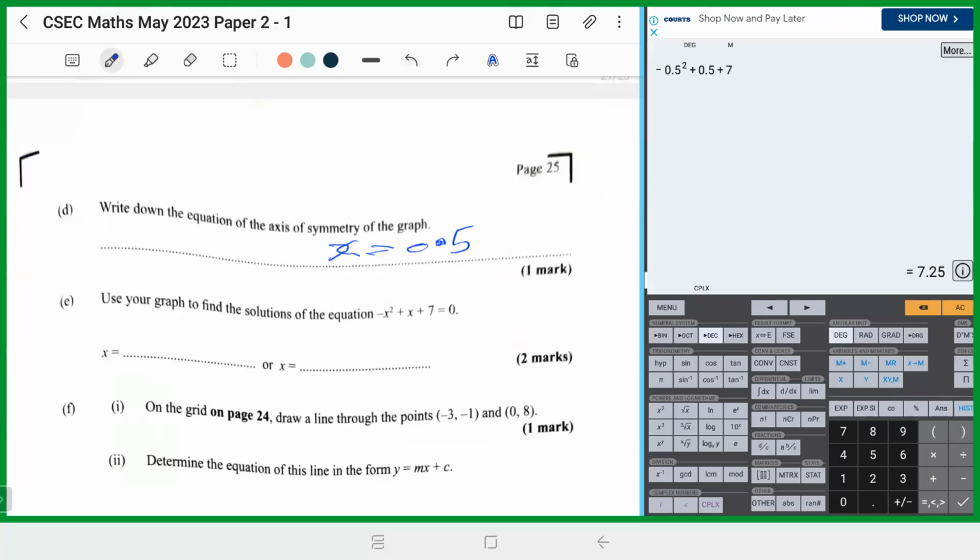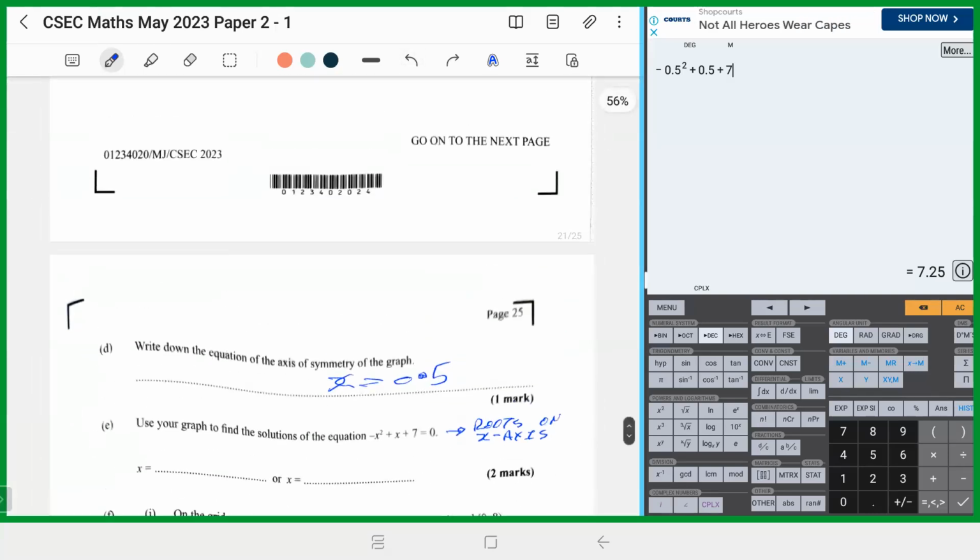These are the roots on the x-axis, the points where the graph intersects the x-axis. I say it's where the function becomes equal to 0. That's referring to the roots on the x-axis. And roots are the x values where the graph intersects the x-axis. See? x equals, right? So we're looking for it on the graph.